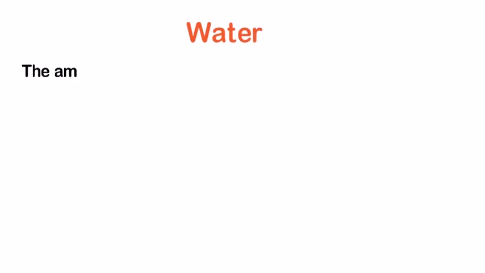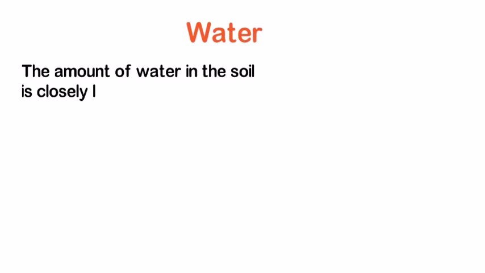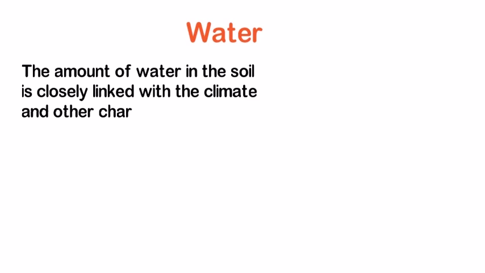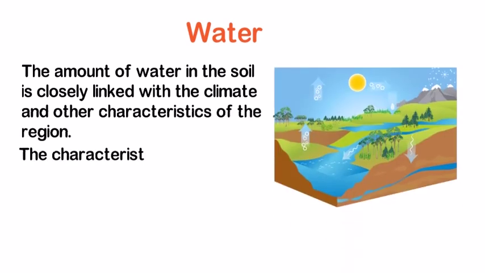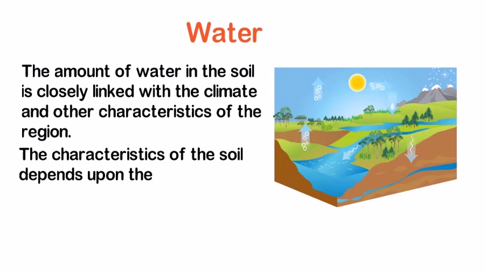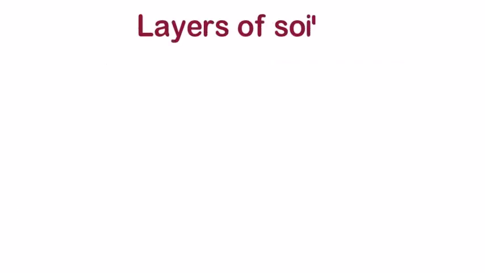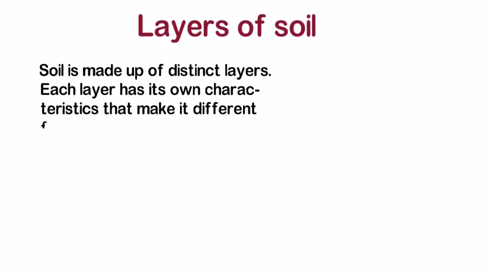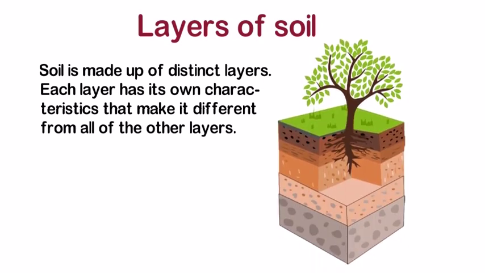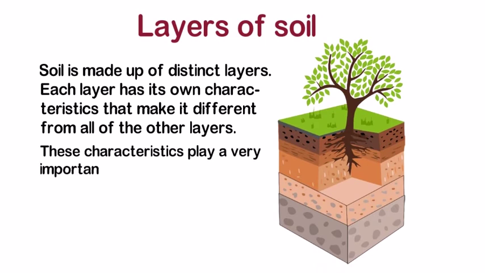Water. The amount of water in the soil is closely linked with the climate and other characteristics of the region. The characteristics of the soil depend upon the nature and size of particles that are present in it. Layers of soil. Soil is made up of distinct layers. Each layer has its own characteristics that make it different from all of the other layers. These characteristics play a very important role.